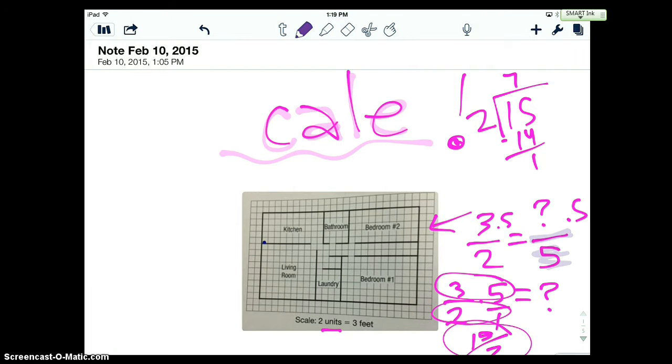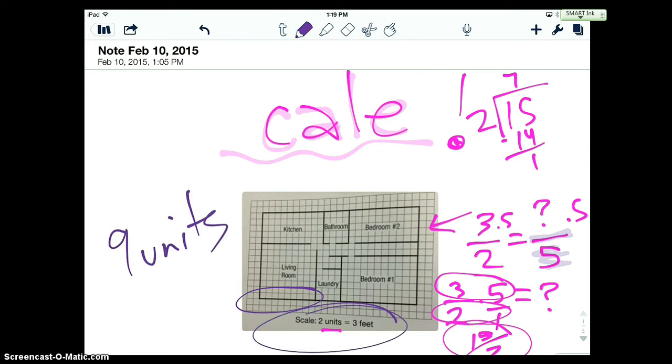So is it a square? The living room? 1, 2, 3, 4, 5, 6, 7, 8, 9. And then if I go on the other side, I'm at 1, 2, 3, 4, 5, 6, 7, 8, 9. Oh my gosh, it is a square. Okay, so this might be true. So this is 9 units in length.